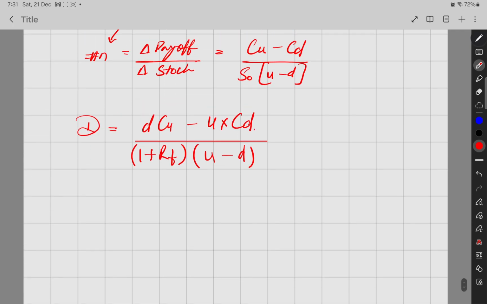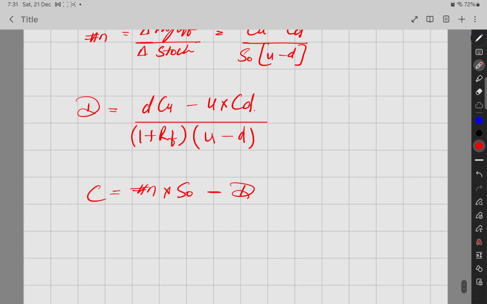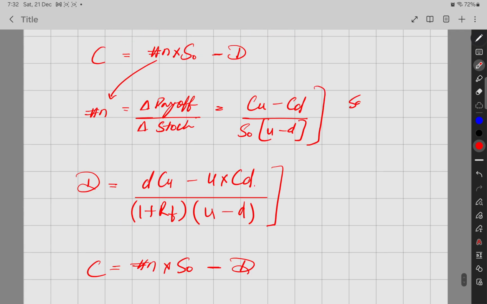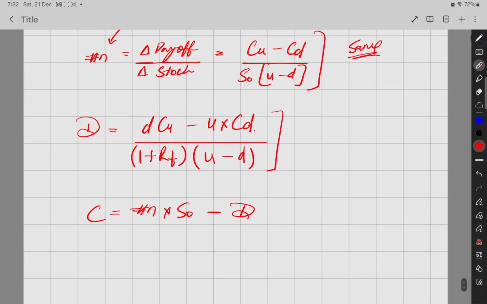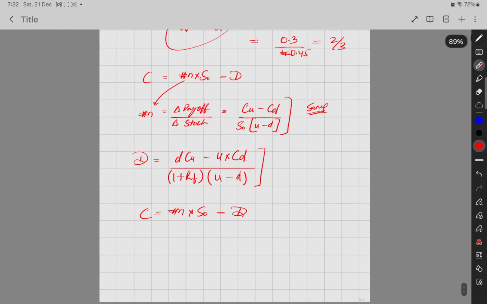And that's where you get the famous delta position, which is just your delta times S0. And if I'm not wrong, you get the boring part, but this is where you get the call option value again, that is hash n times S0 minus the borrowings. This is from the replicating portfolio part. This is derived from above again. This is just the same formula, but the debt value is derived again from the replicating portfolio.